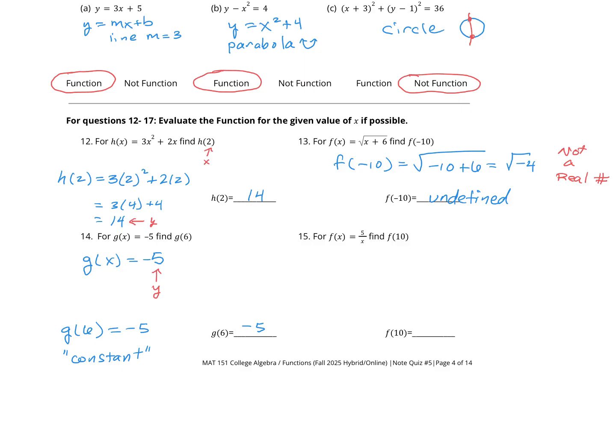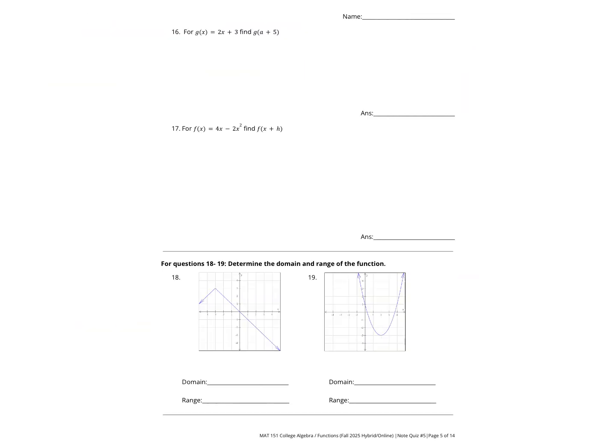All right, and finally over here for number 15, they want us to find f of 10. That's again replacing the x's with 10s in the formula. That's 5 divided by 10, which we know is just 1/2. All right, so again, function evaluation is just replacing the x's in the function notation with whatever x number they give you to work with. All right, so let's move on to the next.